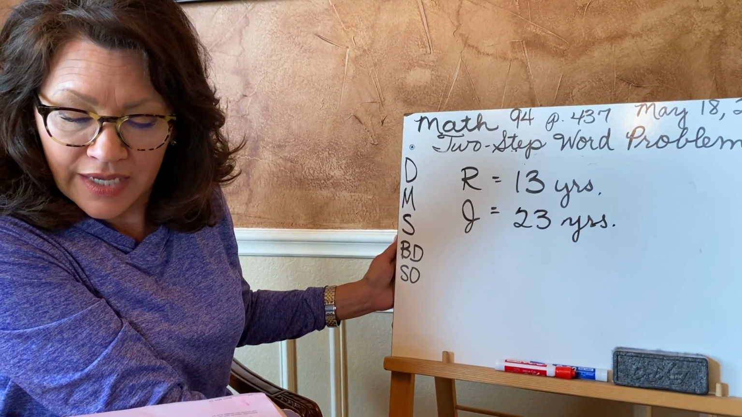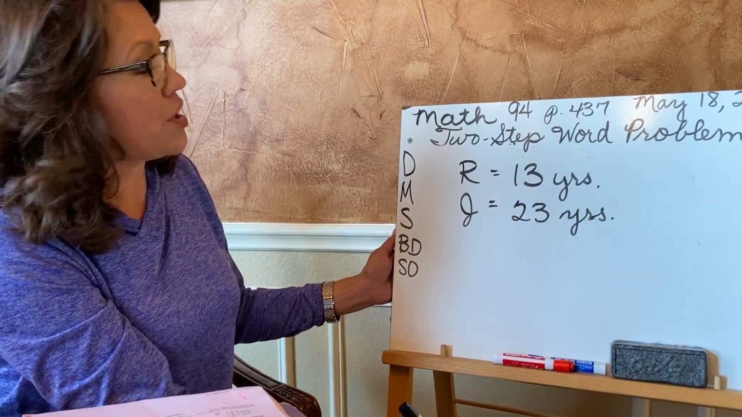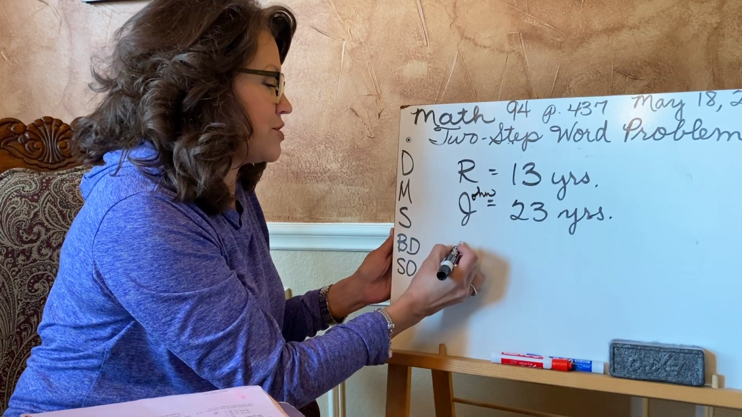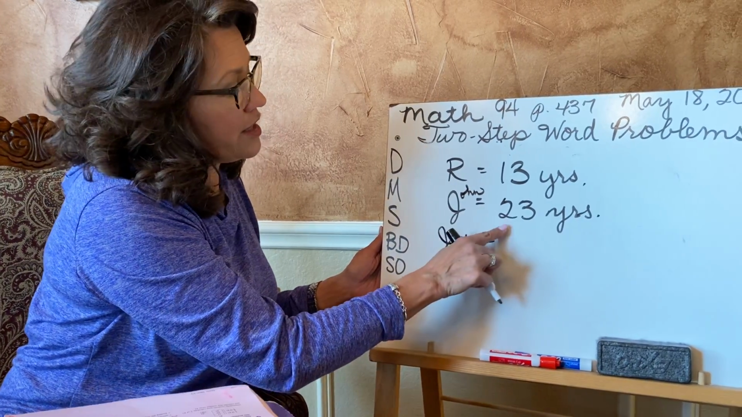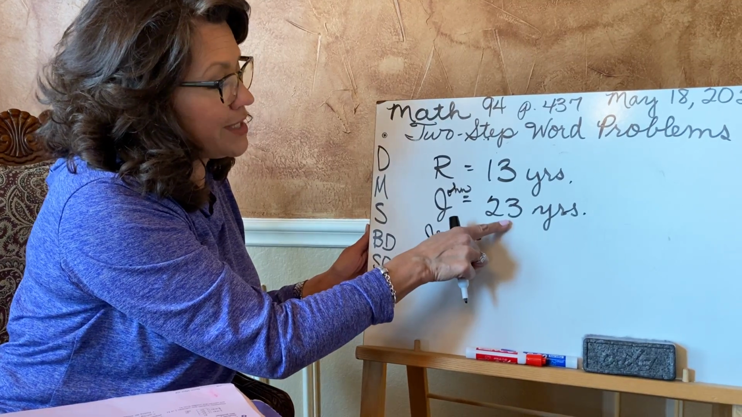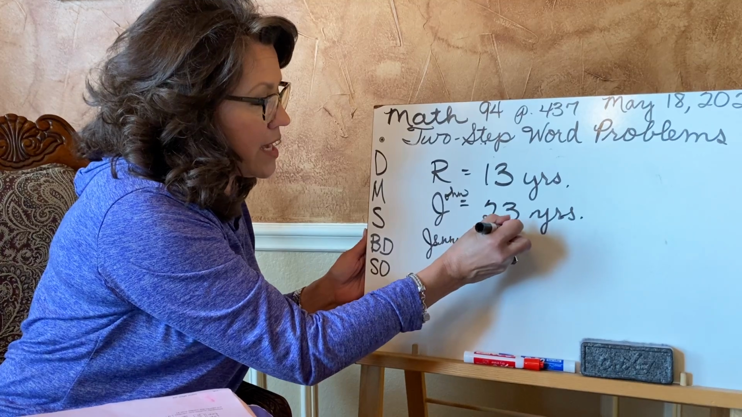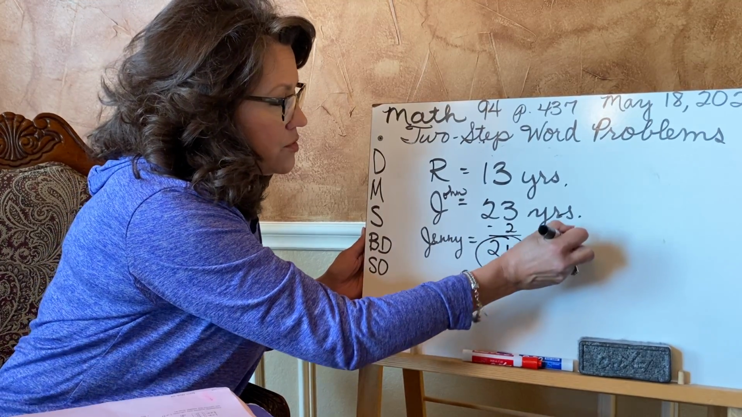Then it says John is 2 years older than Jenny. So if, oh goodness, we have John. They gave us 2 J's. What are the odds? Okay, Jenny. If John is 23 years old and he's 2 years older than Jenny, that makes Jenny what? Got to subtract. 21. She's 21 years old.